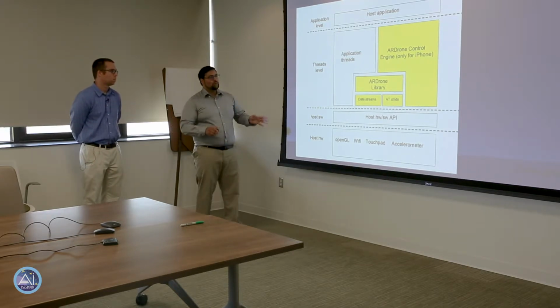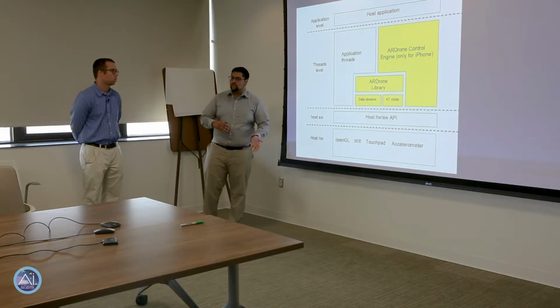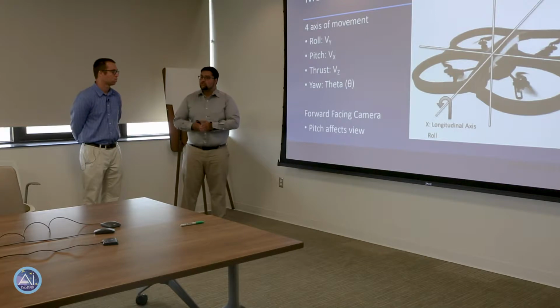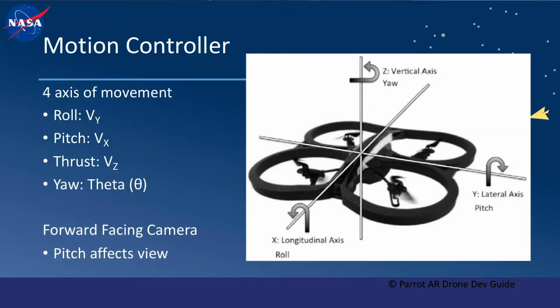So we had to skip all of that and make up a lot of the software that was written in there ourselves. I ended up writing our own motion controller for the drone. There are 4 axes of movement. I'm sure everyone's familiar with roll, pitch, and yaw for aircrafts.